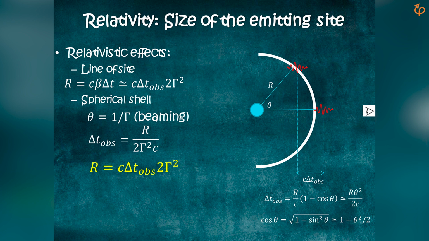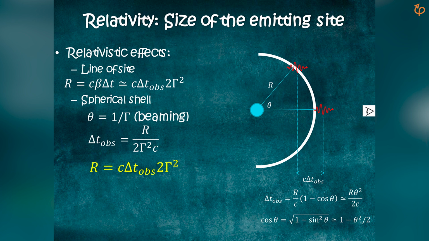Okay? So now the distance between these two photons is this. This is c delta t observed. Okay? And this distance, again, exactly like the exercise that we did before, is equal to r divided by c times 1 minus cosine theta. And since theta is very small, I can approximate cosine theta to this expression. And then I can plug theta equal to 1 over gamma, because this is what I see. And when I plug theta equal to 1 over gamma, I get again the same expression.